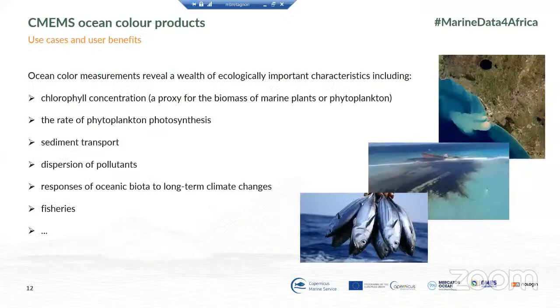And then I would like to conclude on the benefits we can retrieve from the ocean color observations. We discussed a little bit about that before, but we say that the chlorophyll concentration is a proxy of the biomass of marine plants or phytoplankton, and this helps for fisheries. We also have information about sediment transports. We can also have information on the dispersion of pollutants. So actually, yes, ocean color delivers a lot of information that can be used for different issues, different studies and different topics.